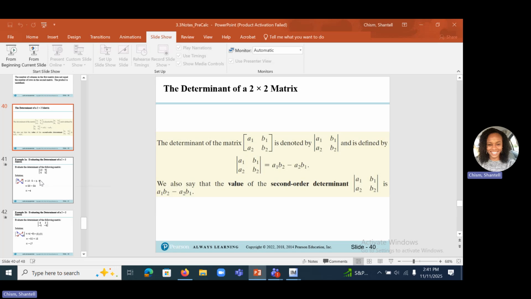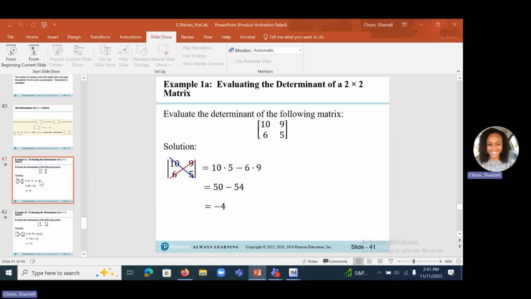I'm going to show you that too. Here's an example by hand. It says evaluate the determinant of the following matrix. So it's where you do the cross products. 10 times 5 minus 9 times 6, or 6 times 9. So 50 minus 54 gives us a -4 determinant value.